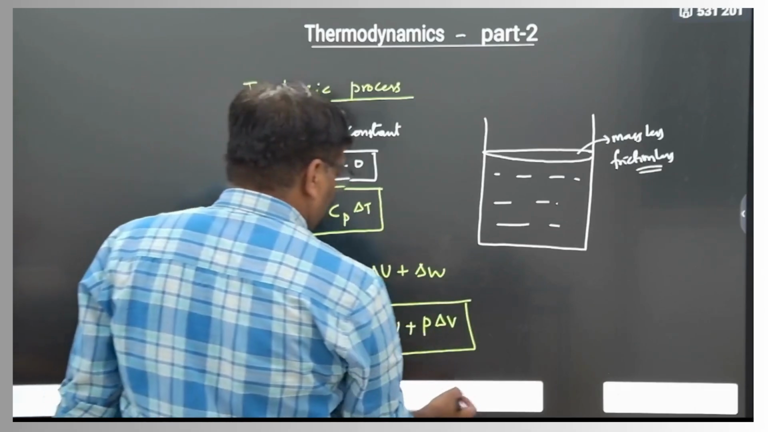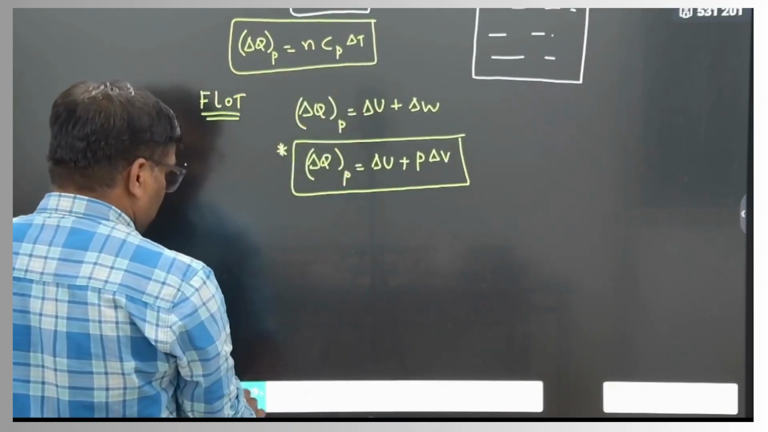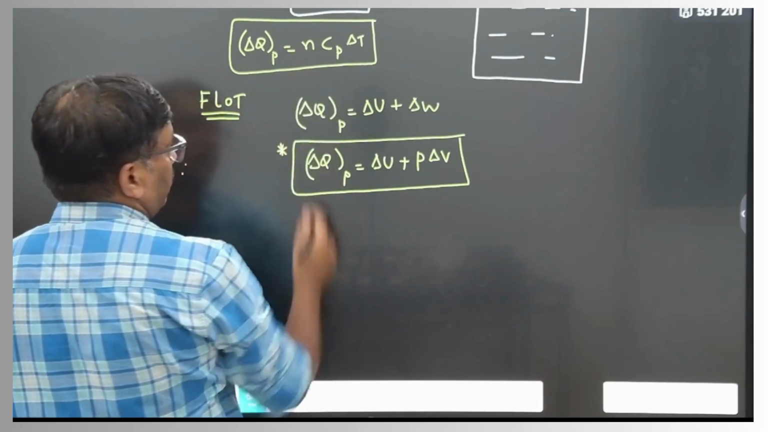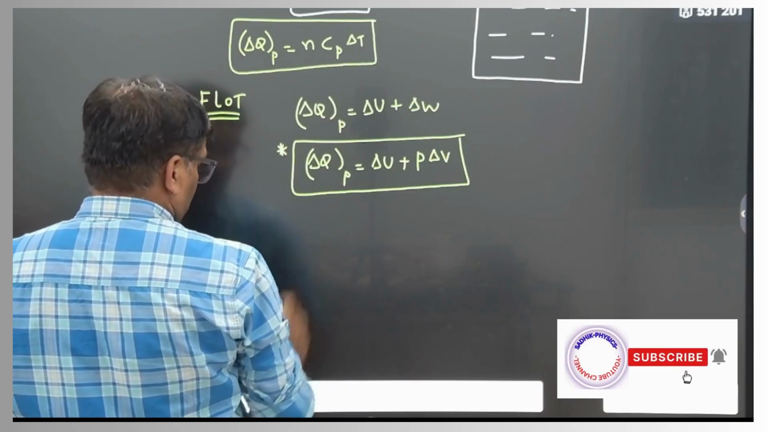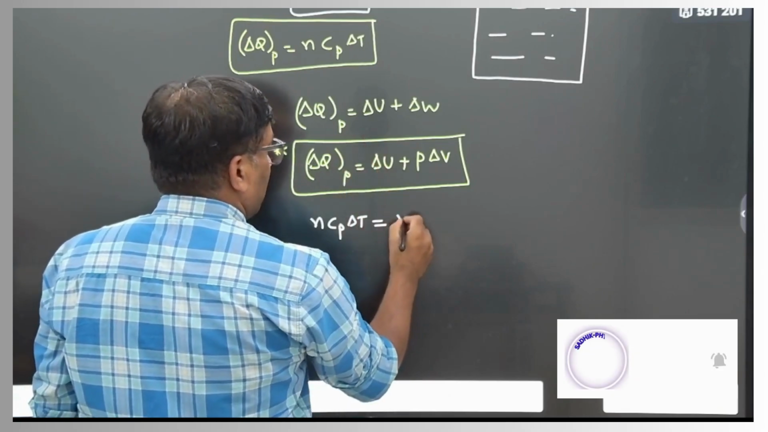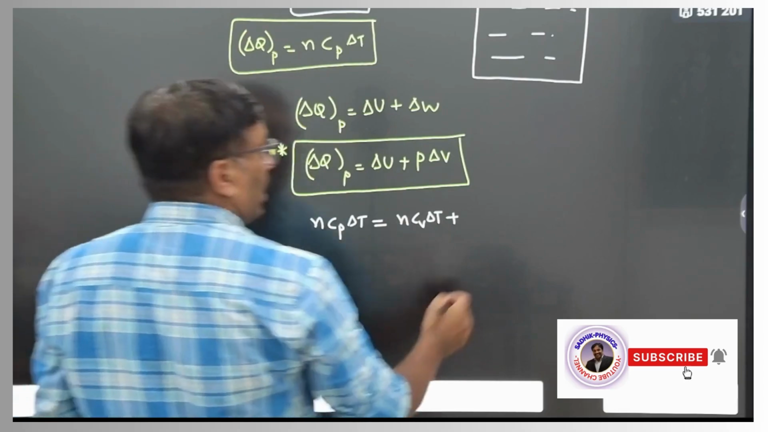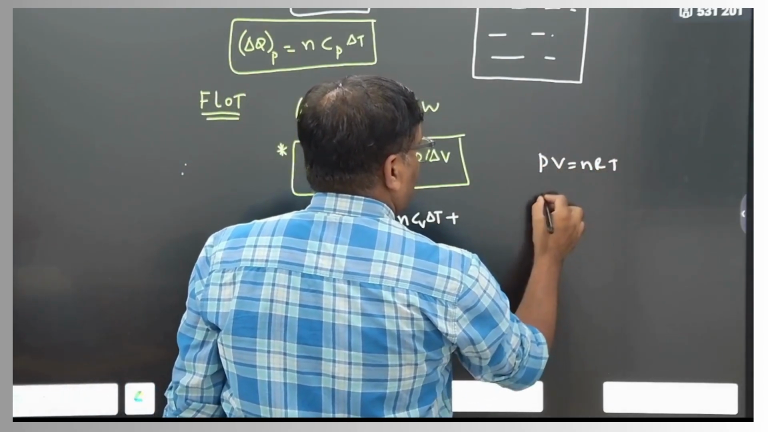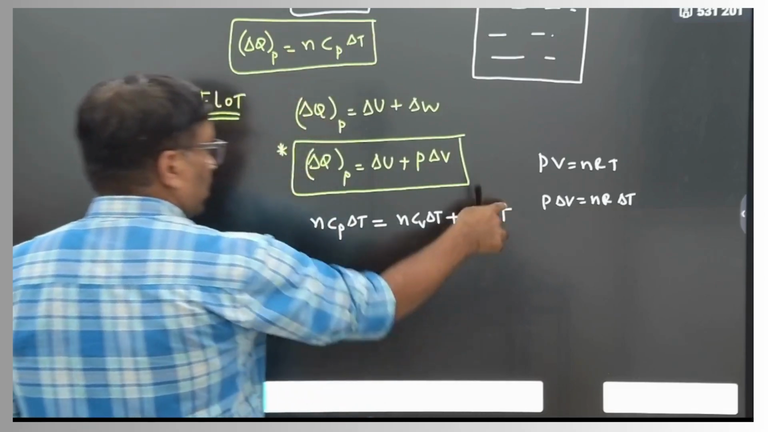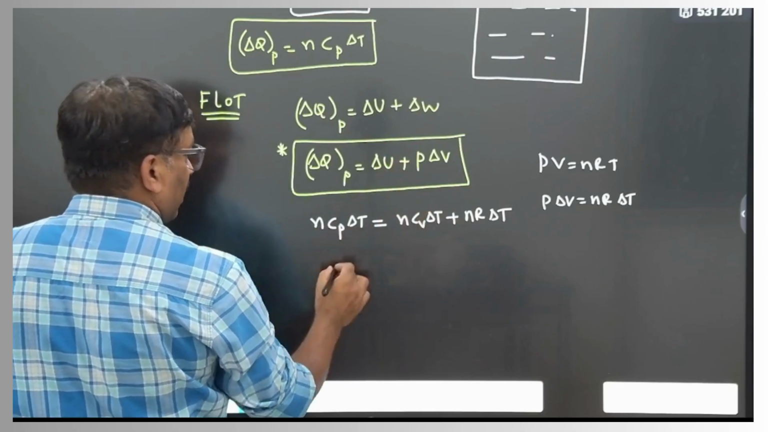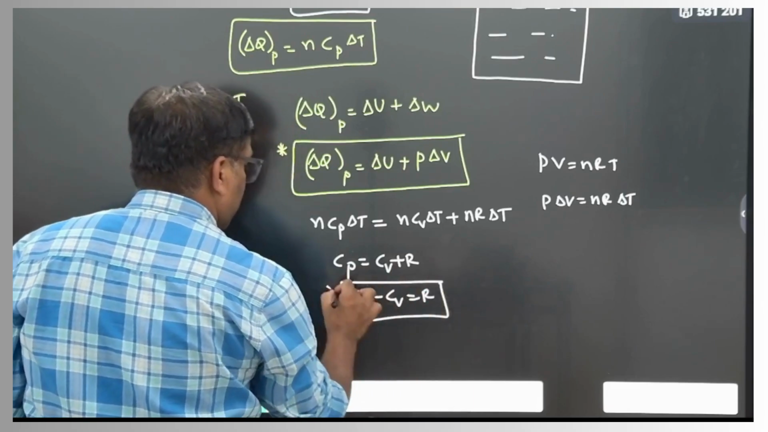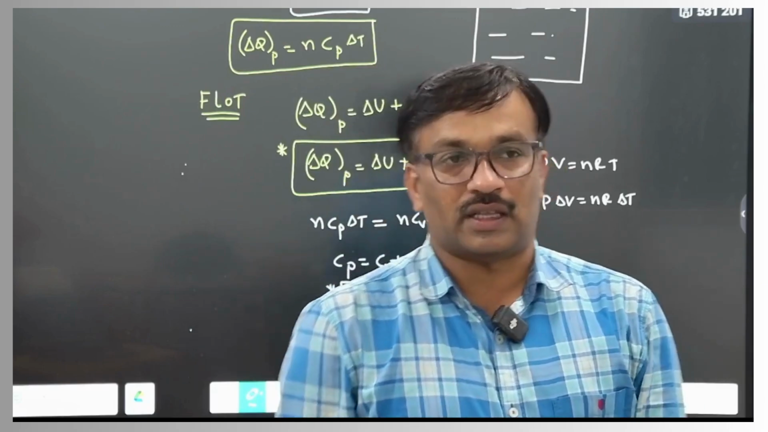Here we can do one simple derivation. We already studied Mayer's relation in part 1, in the kinetic theory of gases. We can derive it, very simple. Delta Q at constant pressure is n Cp into delta T, equal to the internal energy change, n Cv into delta T, plus P into delta V. Since PV equals nRT, P into delta V equals nR into delta T. So, taking n into delta T common, Cp is equal to Cv plus R. That means Cp minus Cv is equal to R. This is our Mayer's relation, which you already used in the kinetic theory of gases.